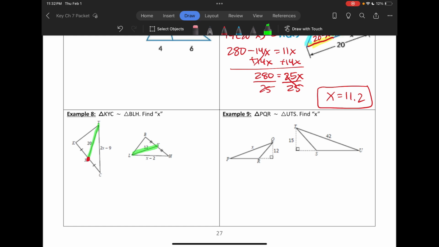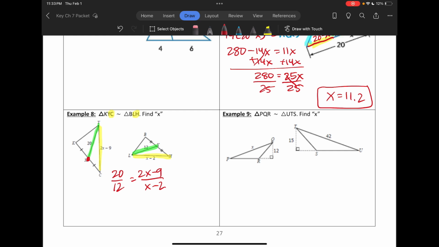That means it's going to correspond to this median in the second triangle. If I'm going to set this up as a proportion, I need it to correspond to another side. So I'm going to use the 2x minus 9, which is YC. So it corresponds to LH. So those two go together. I'm going to set up my ratio as green over green would be 20 over 12, is equal to yellow over yellow would be 2x minus 9 over x minus 2. And from there you would cross multiply and solve for x.